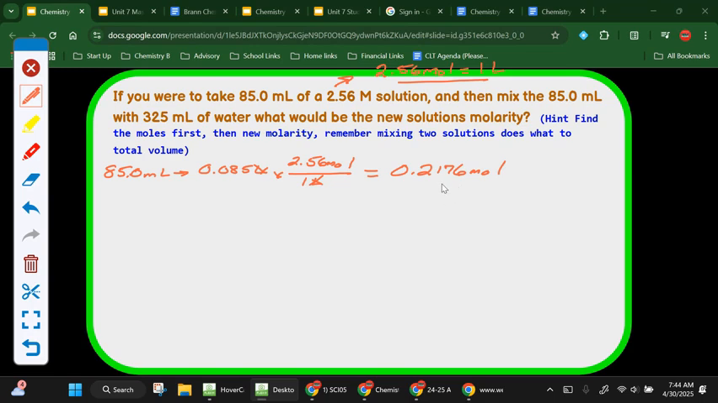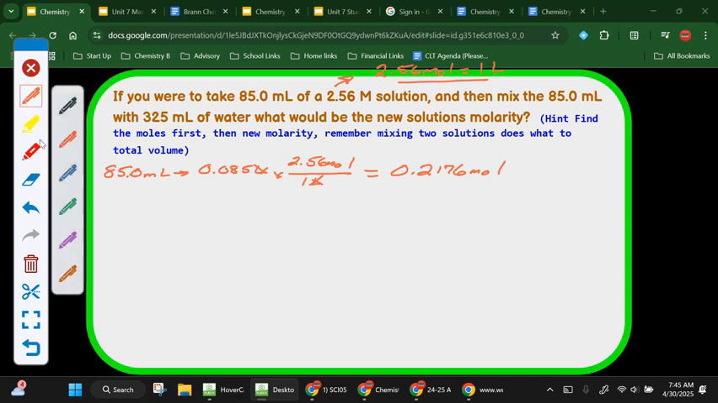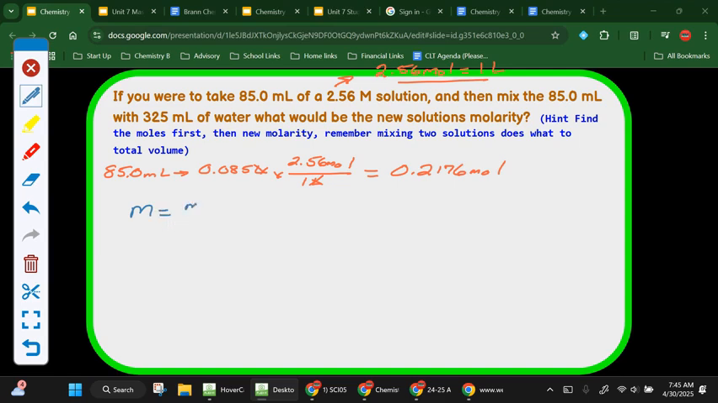So now, ladies and gentlemen, now we want to find a molarity. Well, molarity equals moles divided by liters. I've got the moles, 0.2176. What I need is the volume. What you have to understand is this. Here is the 85 milliliters, right? Now I am going to add 325 milliliters of water to that.